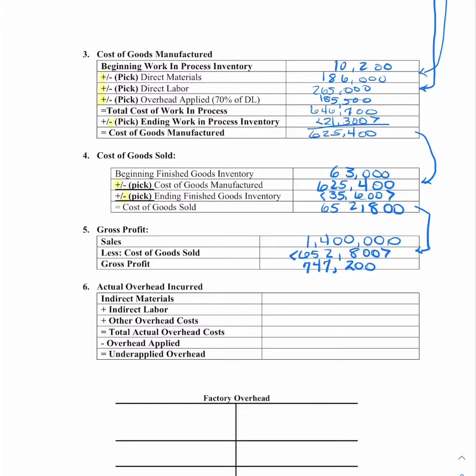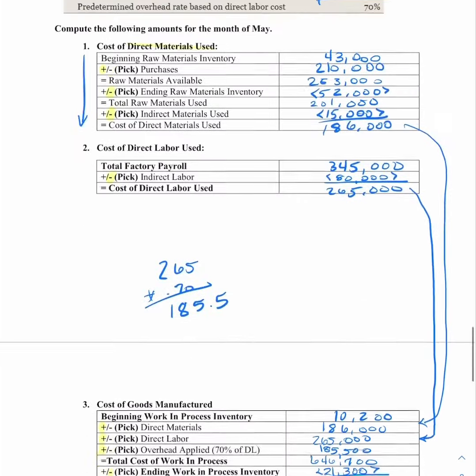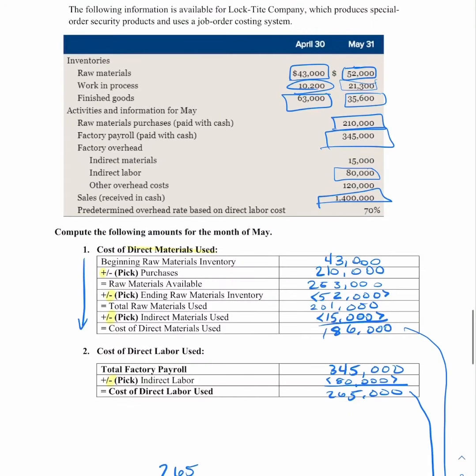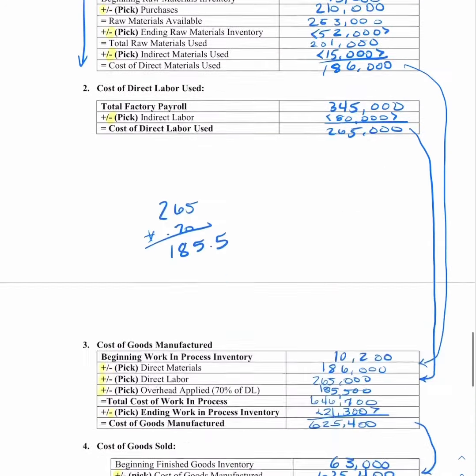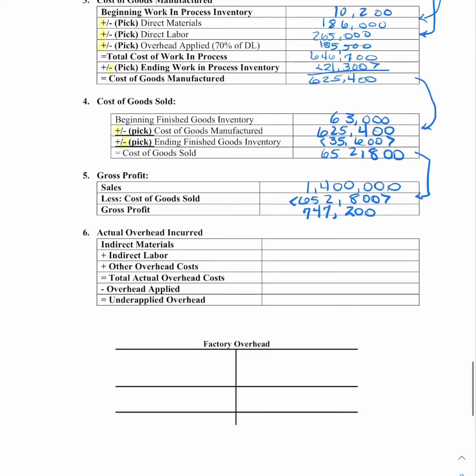Next, we're looking at actual overhead that was incurred. To do this, we need to look at indirect materials. We see indirect materials, $15,000. Similarly, we can find from the table indirect labor, $80,000.